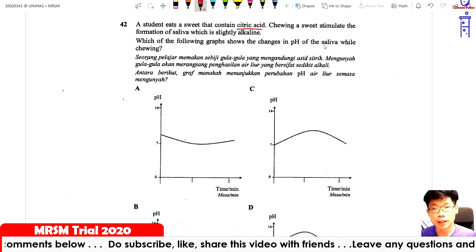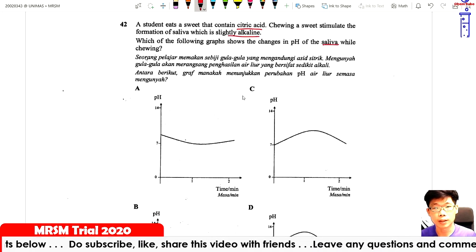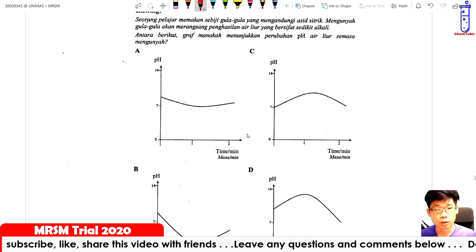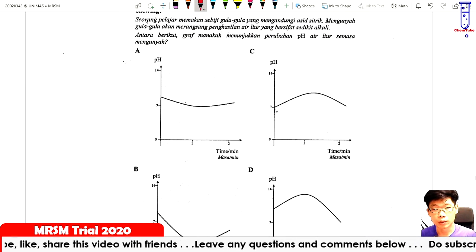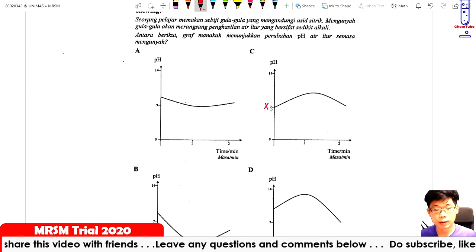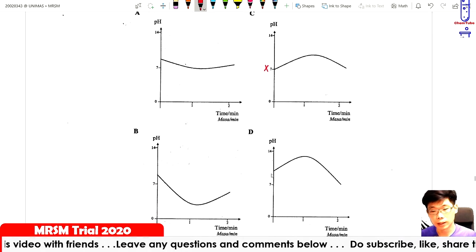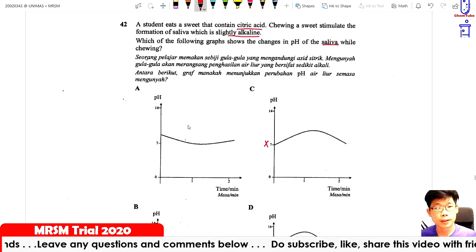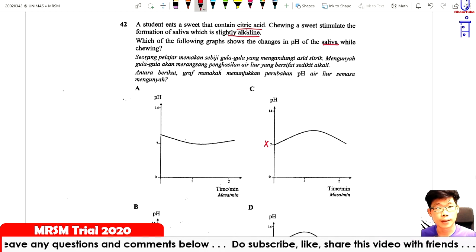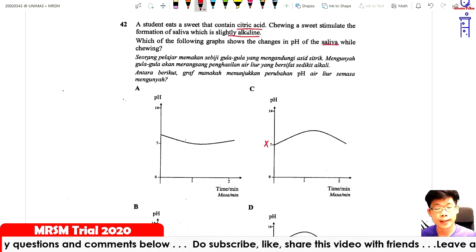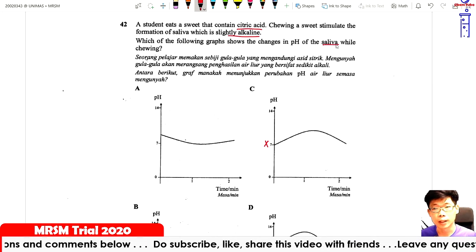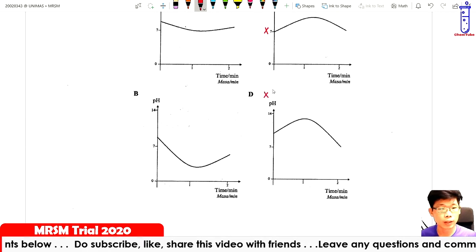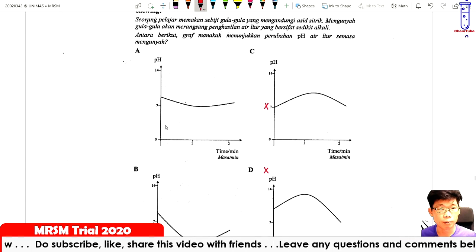As mentioned here, saliva is slightly alkaline, meaning that its pH should be slightly higher than 7. So let's see. Okay, so C is definitely out, and D is possible. Next, the sweet contains citric acid, meaning that it will neutralize the alkaline in the saliva. So D is out now. Now the possibility will be A or B.